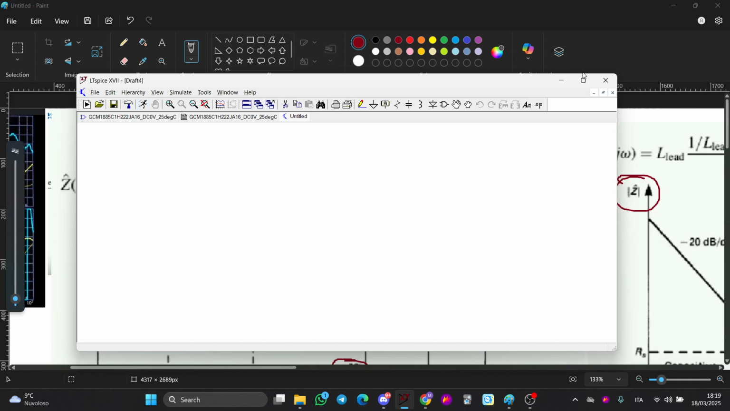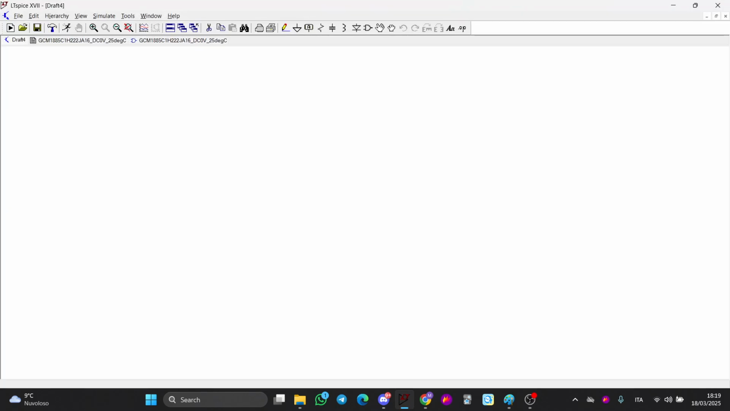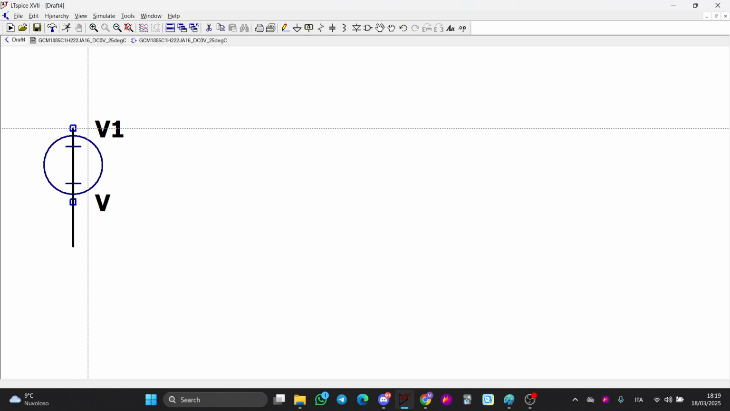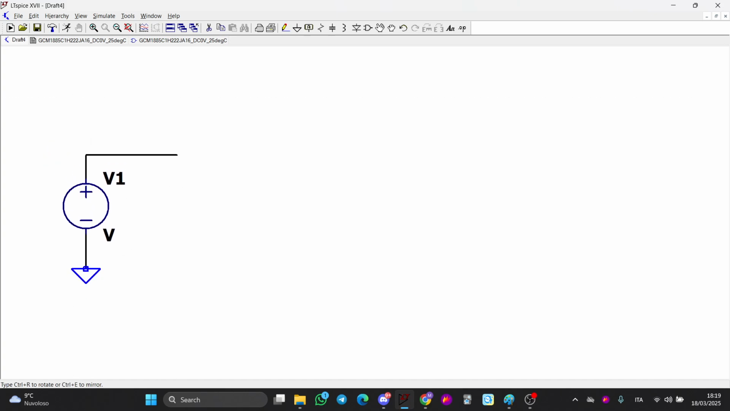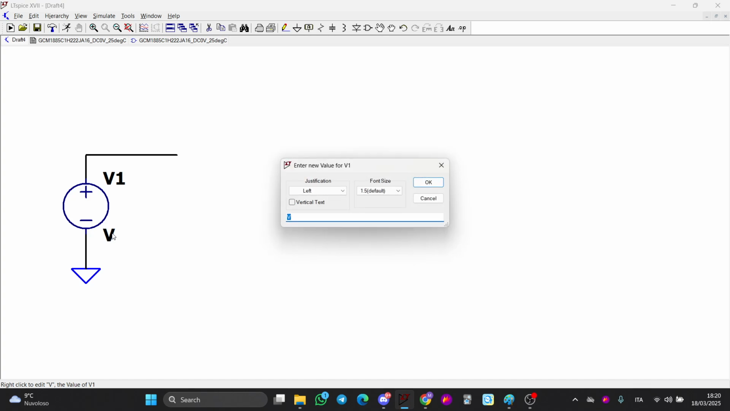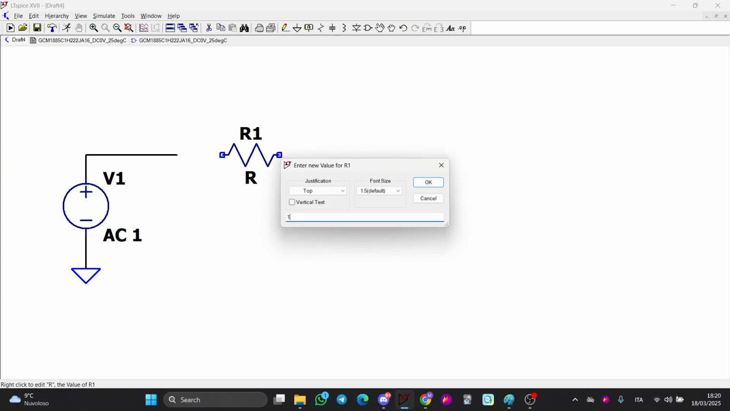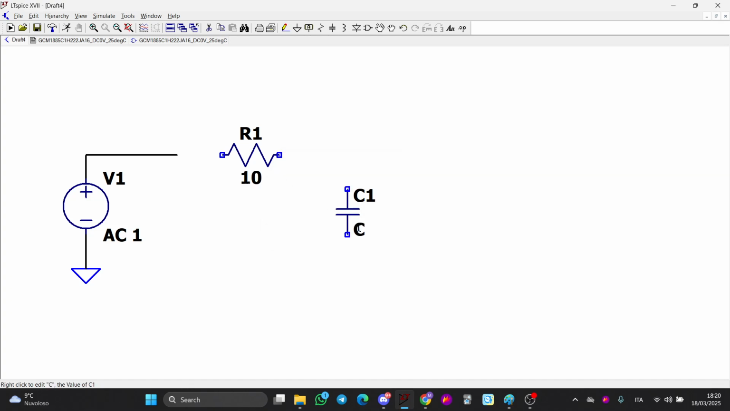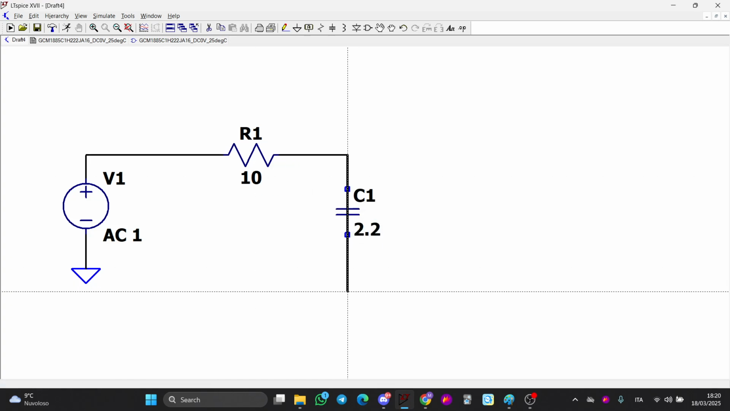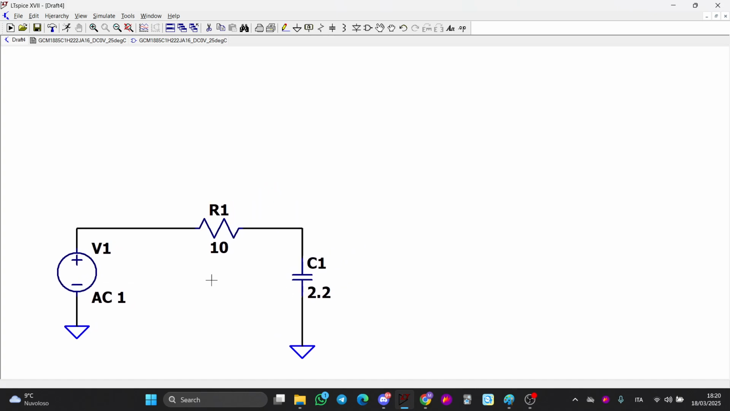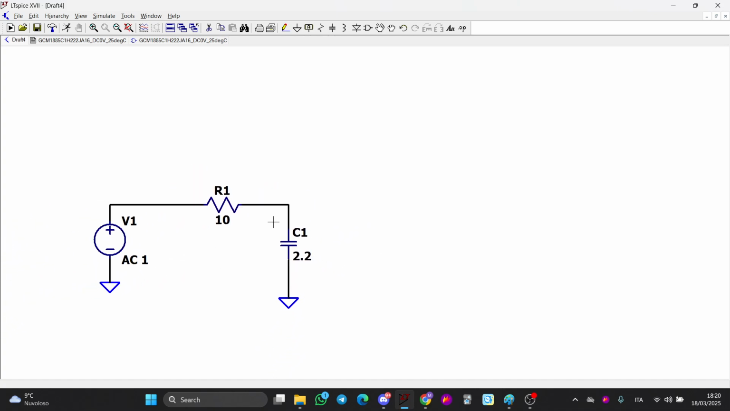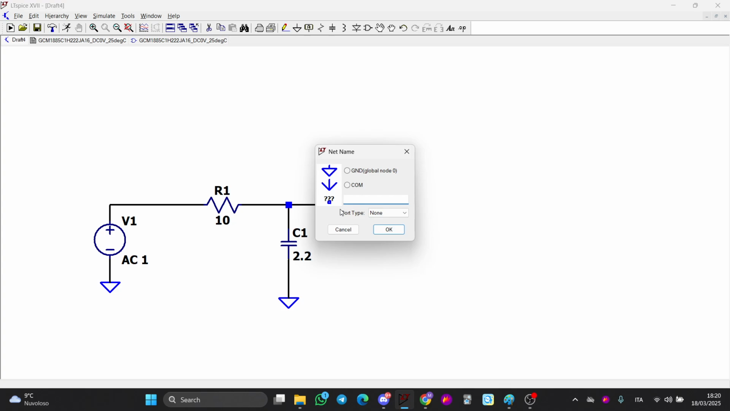So now let's open our LTspice and let's put the different types of RC. So let's write AC 1 and let's use, I don't know, 10 nano, 10 ohm and 2.2. So this will be the most basic RC filter. We will call it ideal.